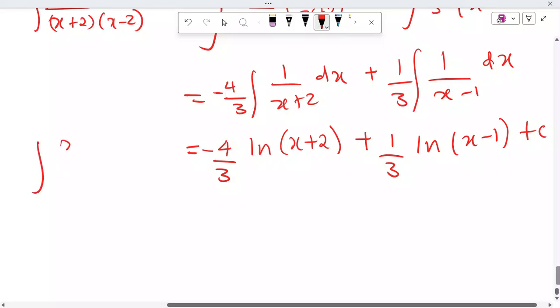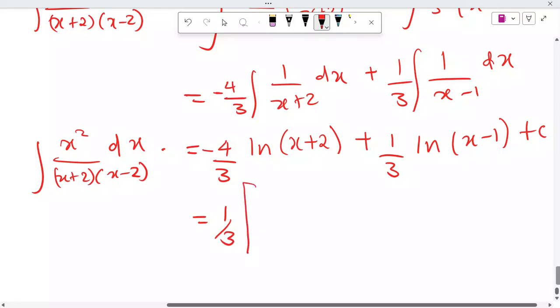So integral of this function dx is equal to this. So I think we can factor out 1 over 3. So this is same as 1 over 3. Okay, there will be negative 4 here. Let me write properly.